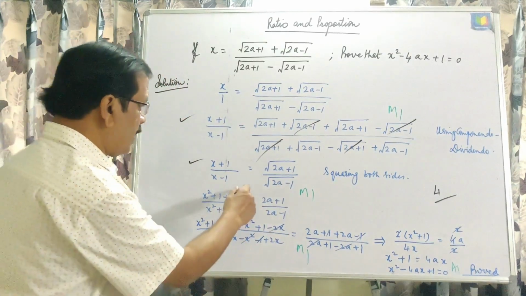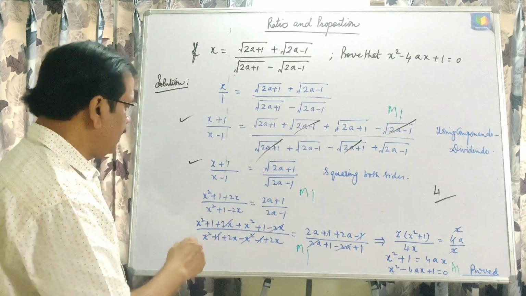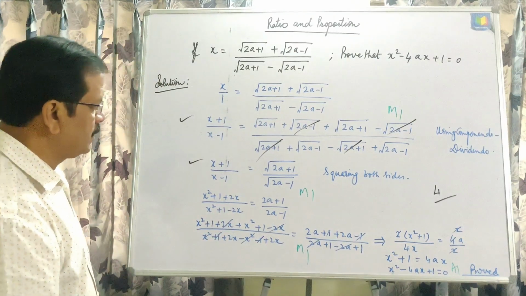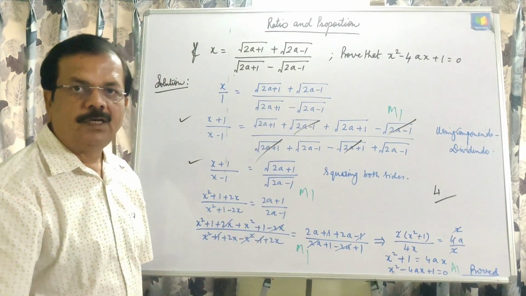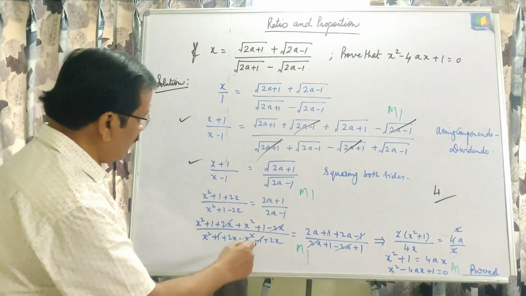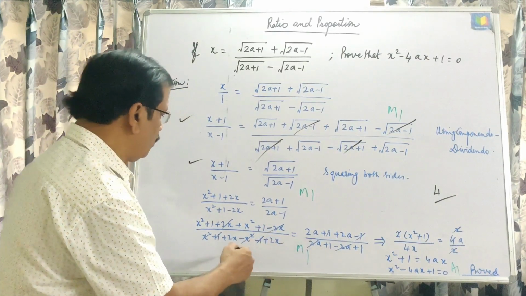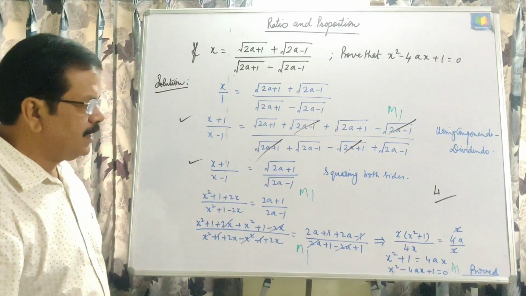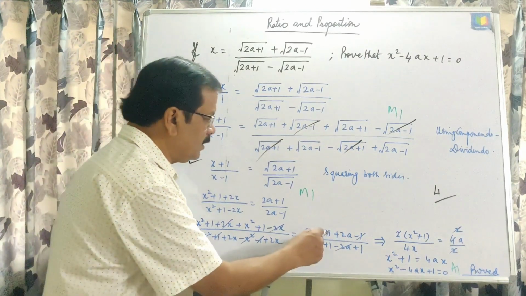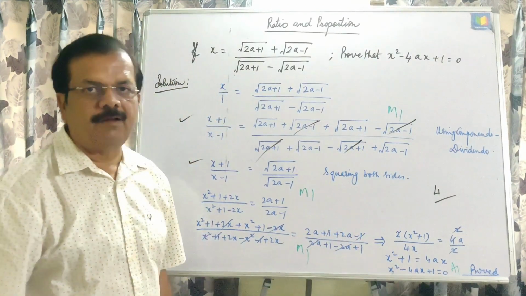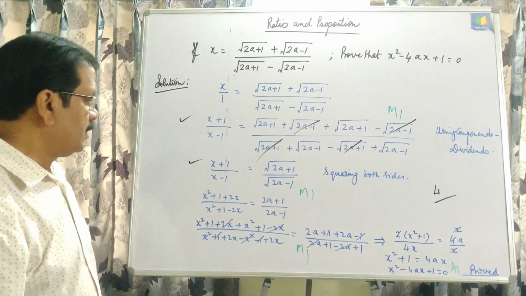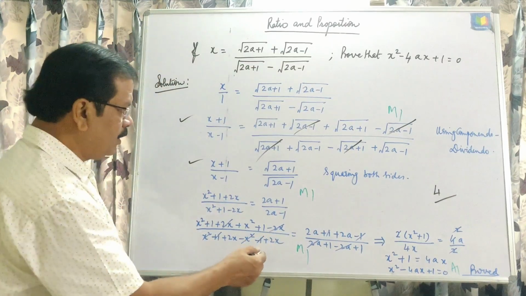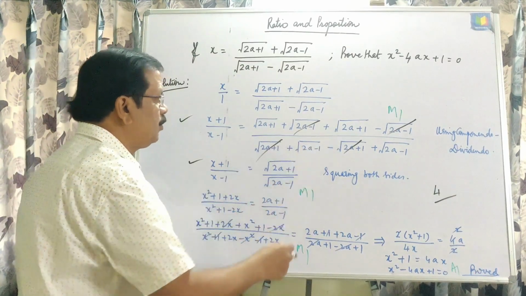After squaring both sides, the root will be cancelled and you will get x square plus 1 plus 2x upon x square plus 1 minus 2x is equal to 2a plus 1 upon 2a minus 1. Then again applying componendo dividendo, you will see that 2x cancels and x square and 1 will be cancelled in the denominator. In the same way here 1 will be cancelled and 2a will be cancelled in the denominator.